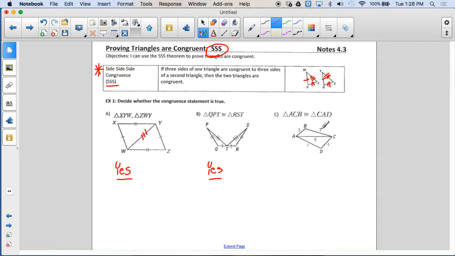Now let's look at the third one. I see I have a 7 here, a 7 here. They share a side, but look at the third side. From A to B, it should be the same length as C to D, and it's not. So we do not have 3 sides. We just have 2 sides congruent to 2 sides. So this one is a no. 2 sides just won't cut it. We don't have enough information, and no, they're not going to be congruent.